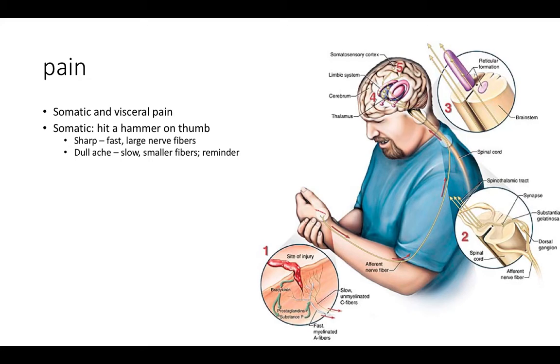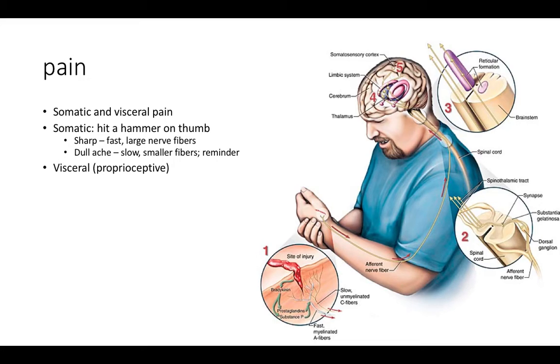Let's talk about somatic pain. The book, I like this section in the book. It talks about hitting your thumb with a hammer. You will get a sharp, quick pain that goes quickly to the brain on myelinated fibers that are large, and then you will get that dull ache that is less precise in its location, kind of as a reminder of the pain.